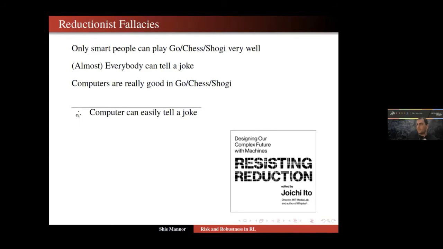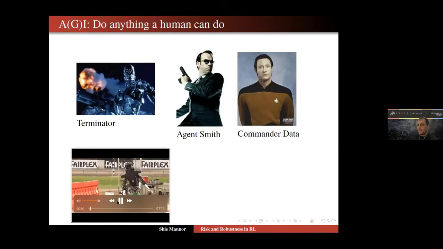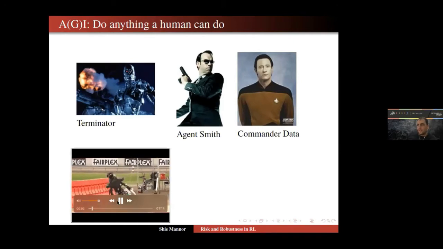We pretend that they're easy for computers, and that's something that we need to combat, and having a clearer vision in our mind. This is not really the case. There are people that are trying to do AGI, so the Terminator or Agent Smith or Commander Data, whatever you would think, but this is really what most computers can do.